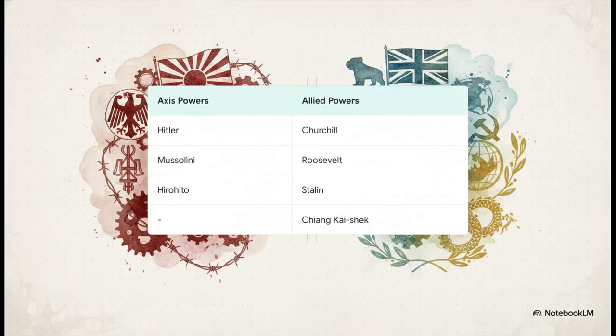Now, to really understand the war, you absolutely got to know its primary architects. This side-by-side comparison is a lifesaver. On the Axis side, you've got Adolf Hitler leading Nazi Germany, Benito Mussolini leading Italy, and Emperor Hirohito of Japan. On the flip side, forming the Allied coalition, we have Winston Churchill of the UK, Franklin D. Roosevelt of the USA, Joseph Stalin of the USSR, and Chiang Kai-shek of China. Memorize these alignments, guys. They completely dictated the geopolitical strategy of the entire war.